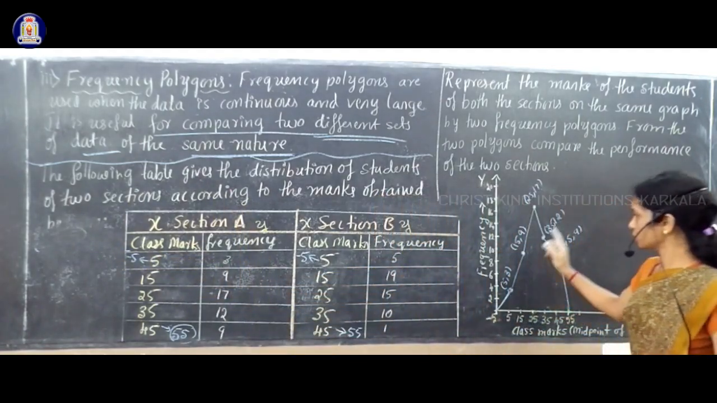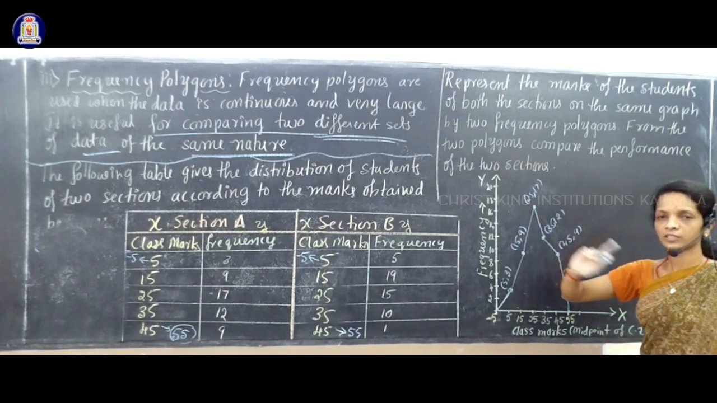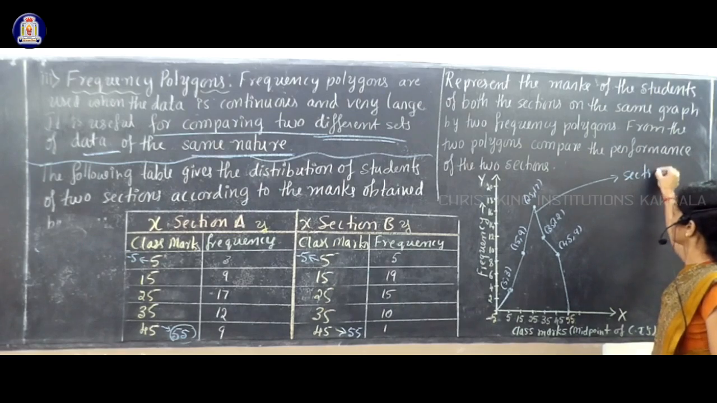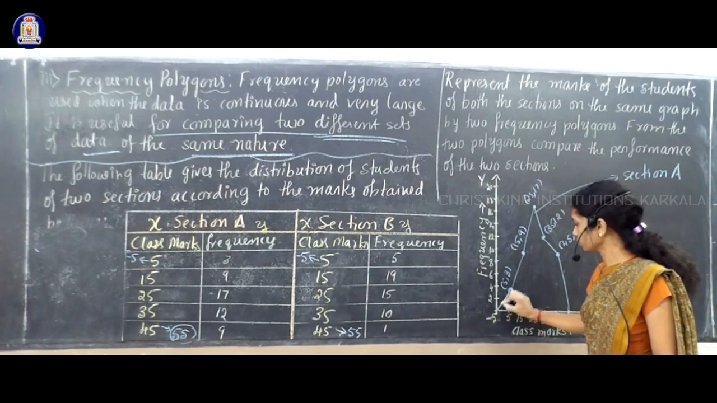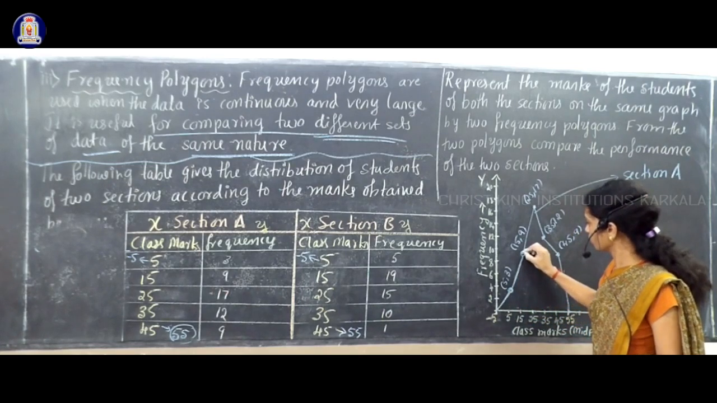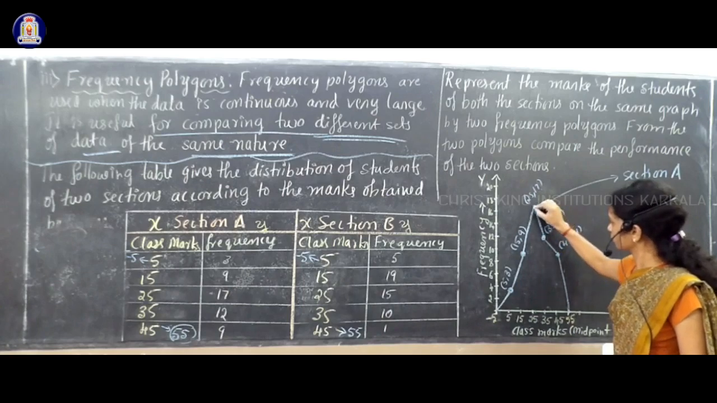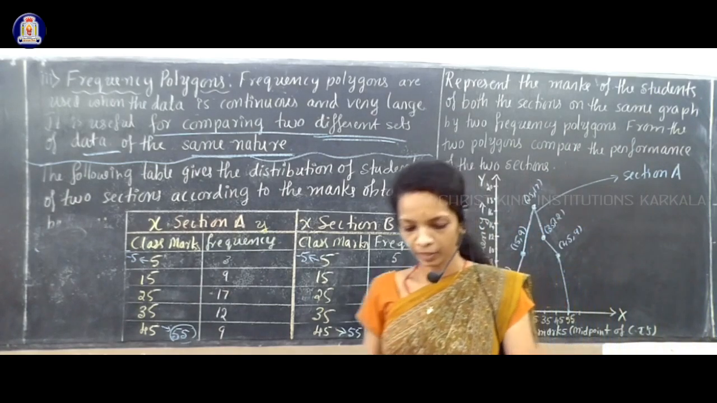Okay. So this is called a frequency polygon of which section? Section A. Okay. So this is for section A. The frequency polygon for section A we drew in blue color. Okay. Next we mark the points of the other section, which is section B, and that we draw in another color.